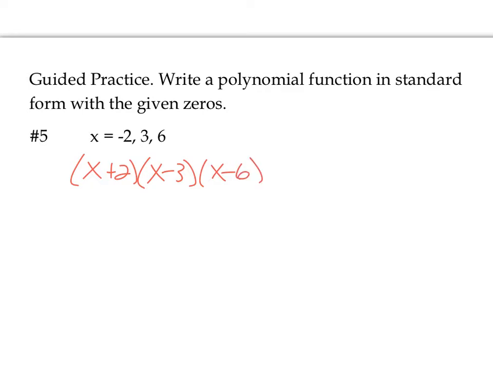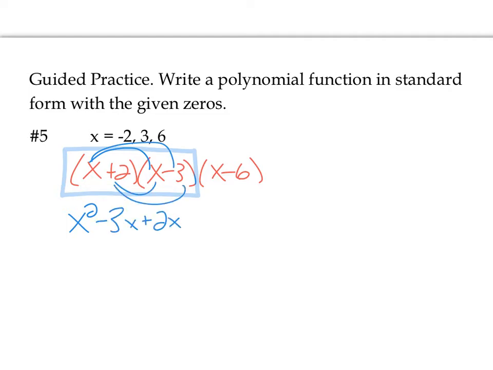And now we can multiply all this out. So we're going to start by taking these first two binomials here and foiling them. So I'm going to FOIL these, and I'm going to do x times x, which is x squared. X times -3 is -3x. 2 times x is plus 2x. And 2 times -3 is -6. And that's going to give me x squared minus 1x minus 6.